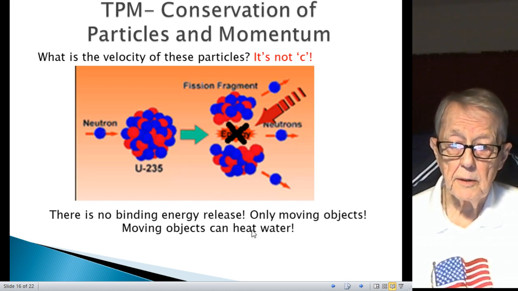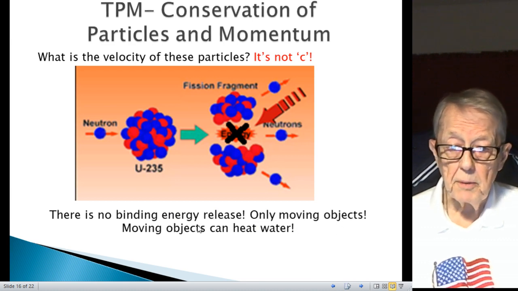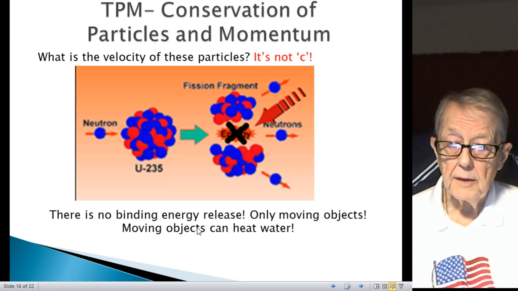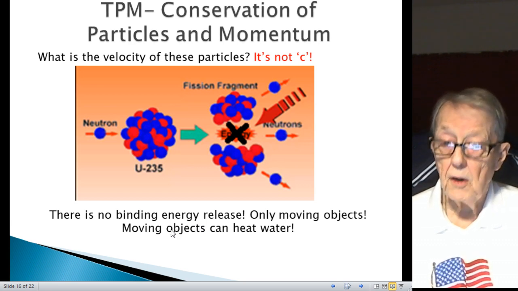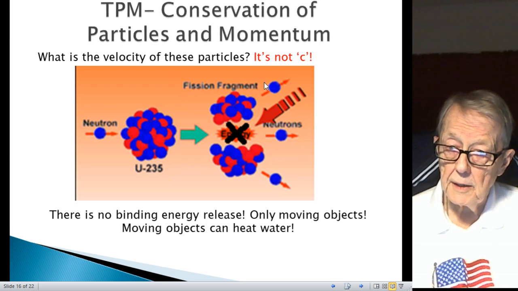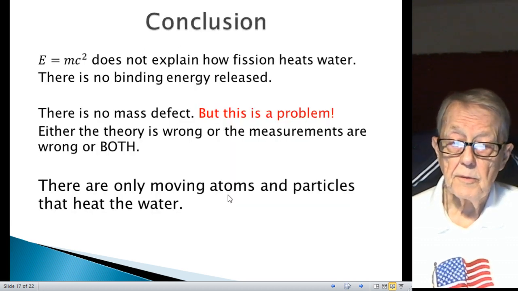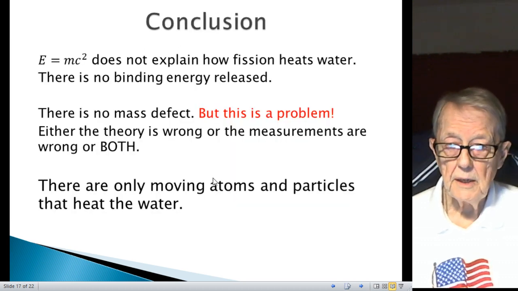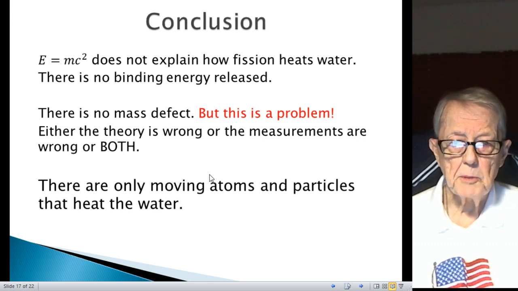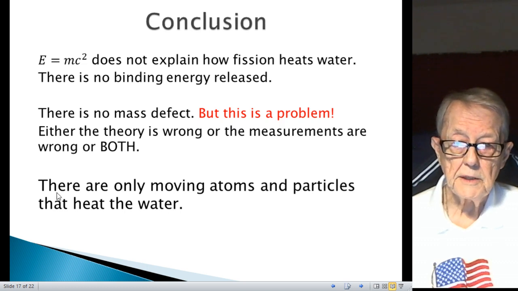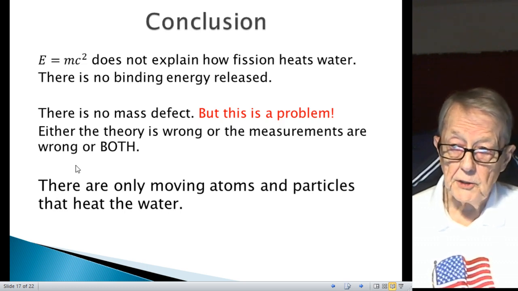You have moving particles, and there is no binding energy released. There is only moving particles, and we know that moving objects can heat water. And this has been my explanation of heat all along. So I claim that the particle model says it's these moving parts that heat the water. And so as a conclusion, E equals mc squared does not explain how fission heats water, and there is no binding energy released. And there is no mass defect.